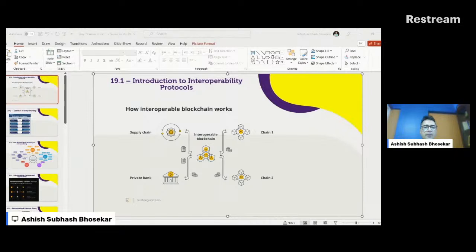Interoperability in blockchain refers to the ability of different blockchain networks to exchange information and interact with each other, right? It's just like different computer systems need to speak the same language to communicate. Blockchains require interoperability to work together efficiently. This seamless communication holds immense importance in creating a unified and interconnected ecosystem, right? So that's what it is all about, interoperability. Now, as you can see on this screen, how the blockchain works, right? So let's deep dive into this.